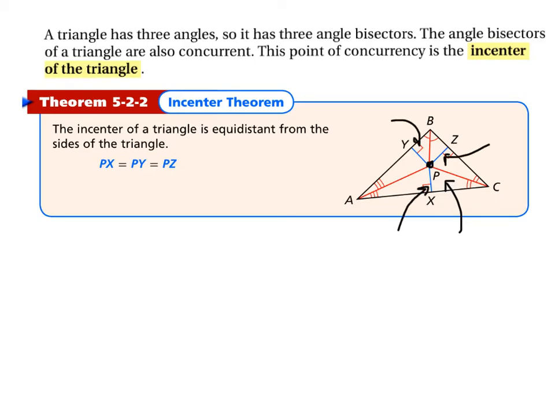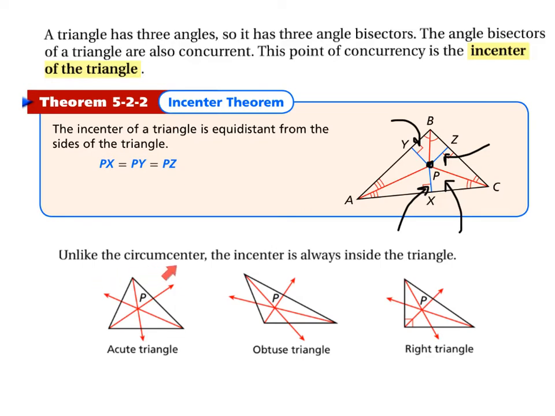Now, these are not perpendicular bisectors. They're perpendicular. You'll notice, though, that these do not bisect the sides. They are only equidistant to form 90-degree angles, but they're equal. Now, unlike the circumcenter, the incenter is always inside the triangle: acute triangle, obtuse triangle, right triangle.